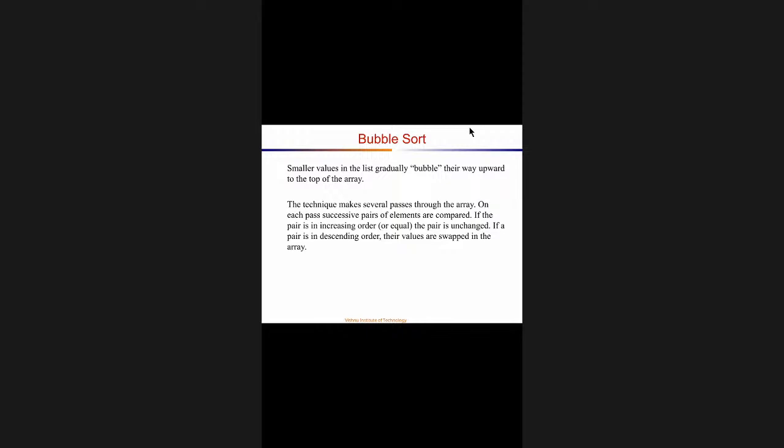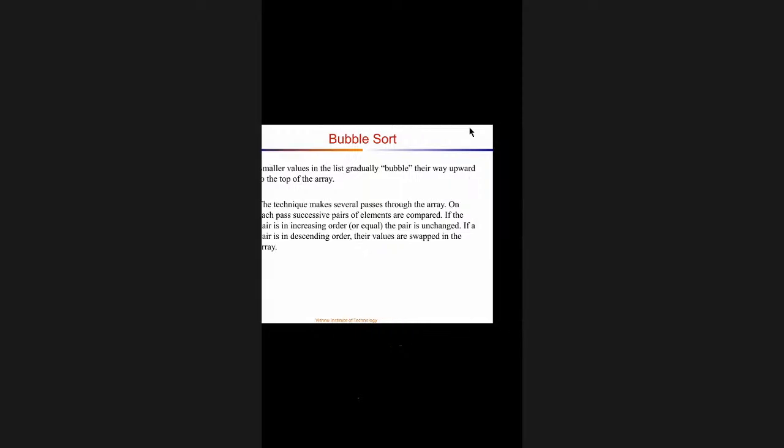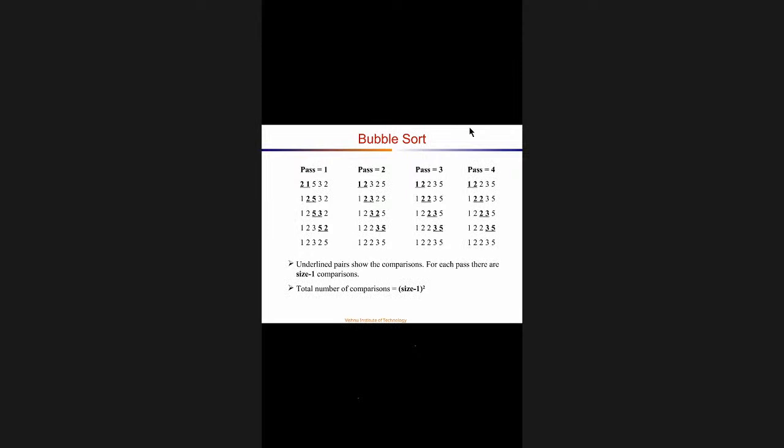Every time you select two elements and check that they are in the specific order. Again, you take another two elements and continue the process. That is the logic for bubble sort. Let us see the example. I take five elements: 2, 1, 5, 3, 2. Finally, all five elements should be arranged in increasing order. First I select the first two elements in the given list. The first two elements are 2, 1.